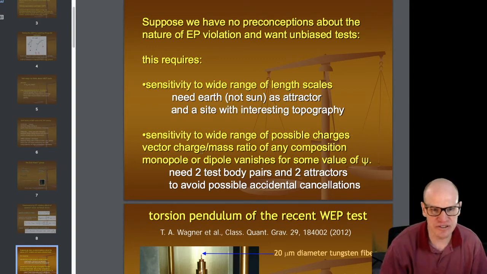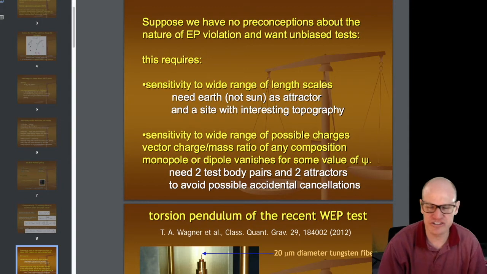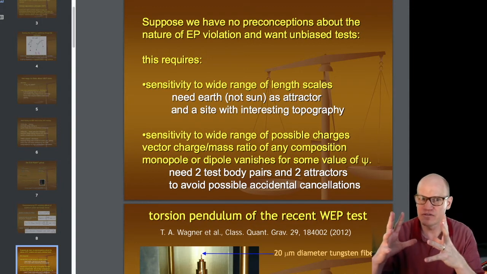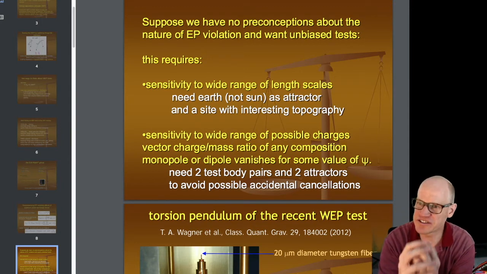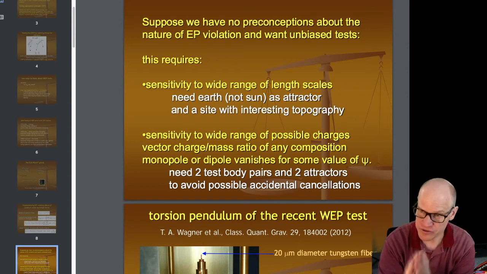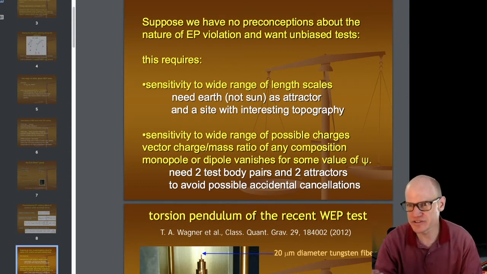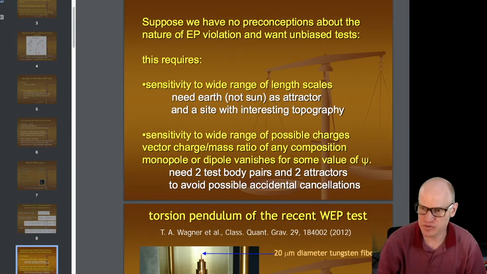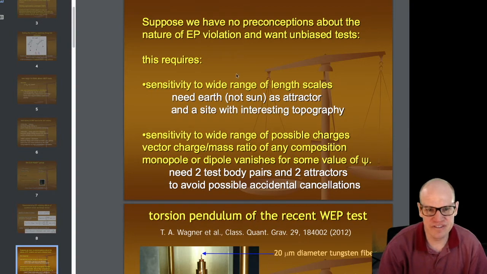So in this case, you need sensitivity to a wide range of possible charges, meaning a wide range of possible quantum numbers that this new force would couple to, whether that be electric charge, which is a quantum number, color, which is a quantum number as well, or something else. So these are the things that you want to build.